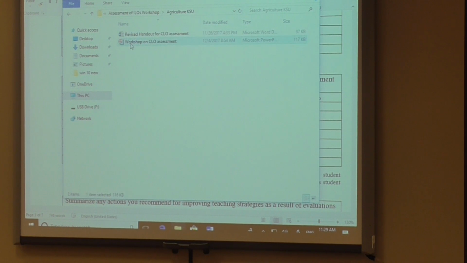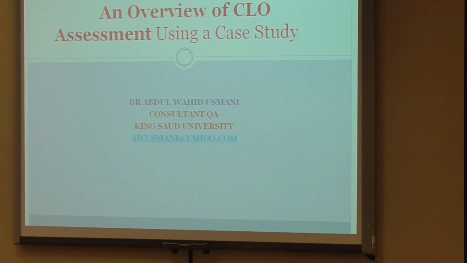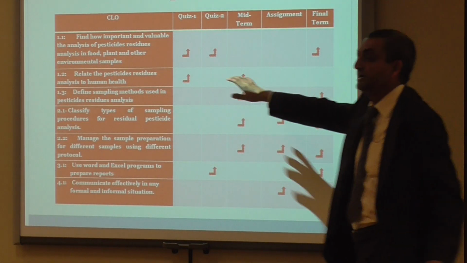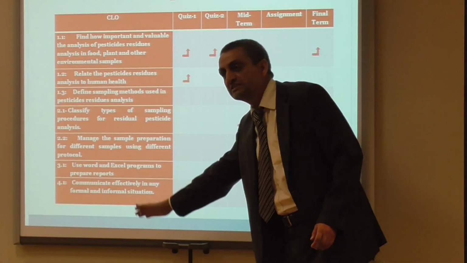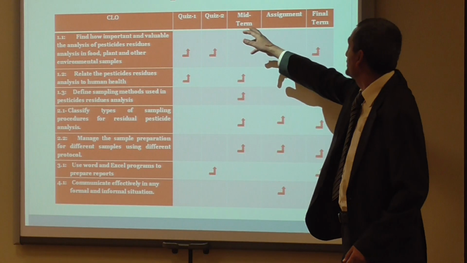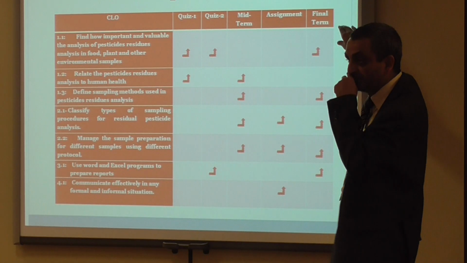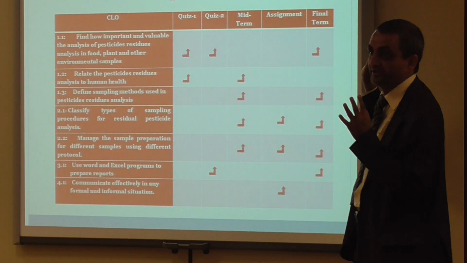If you look at this, the summary of the entire discussion is: focus only on this table. The take home message, focus on this table only. How do you prepare this table? You just copy your CLOs here, add as many lines as you want, put your assessment method from your course specification here, and put as many columns as you want.